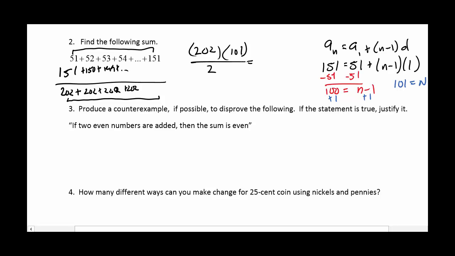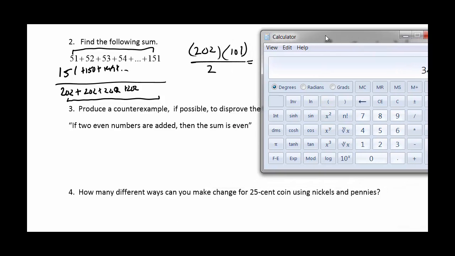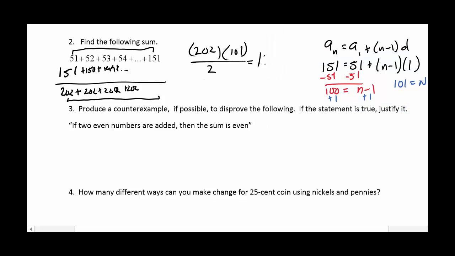And so if I type that in a calculator, 202 times 101, and divide that by 2, that'll tell me what it actually sums up to, so 10,201. And so that's what the answer is for that one.